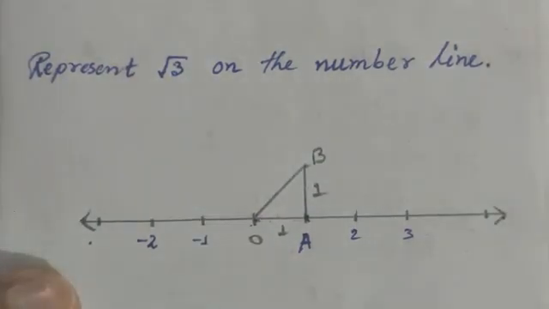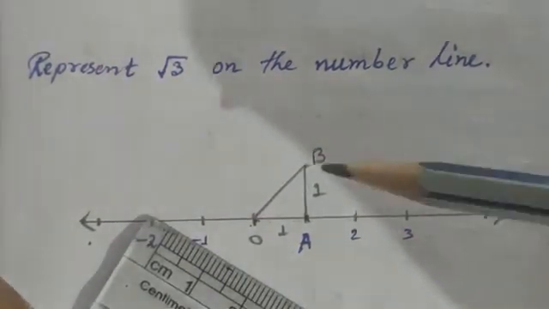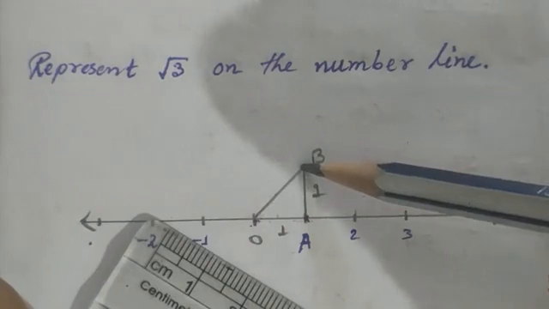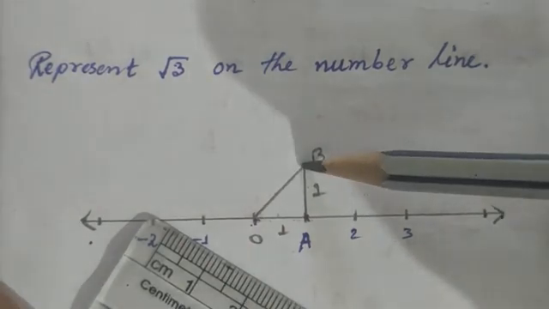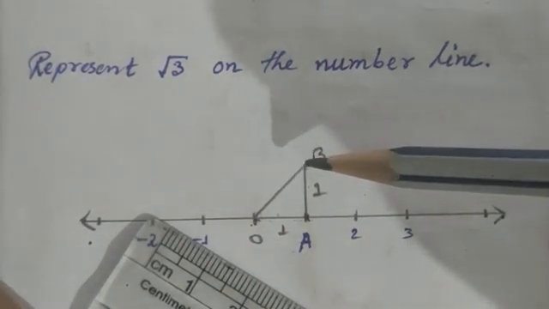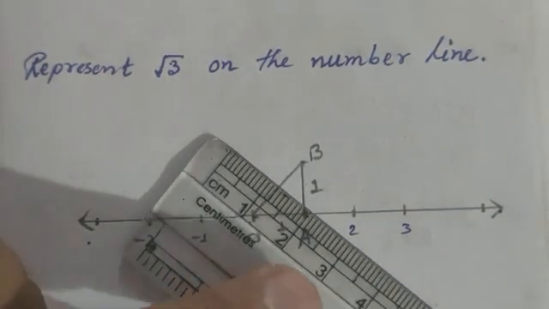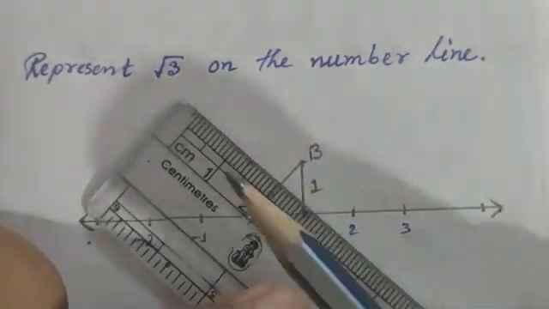The immediate next step will be, you have to draw another perpendicular at exactly the point B. At this point you will construct one more perpendicular. How will you construct the perpendicular? How will you draw the perpendicular?